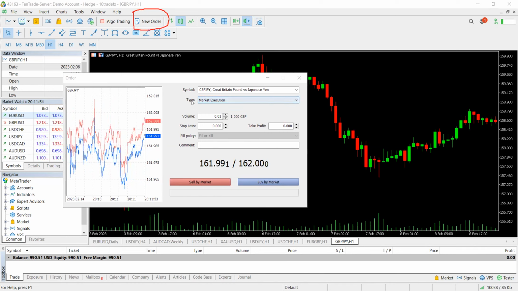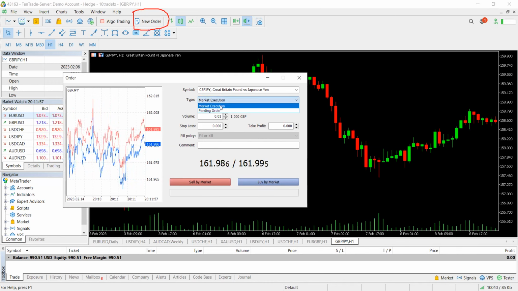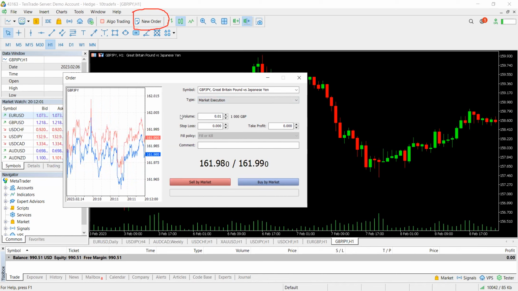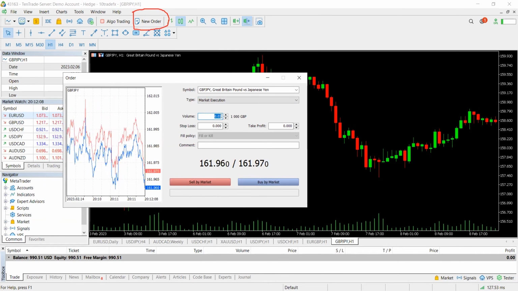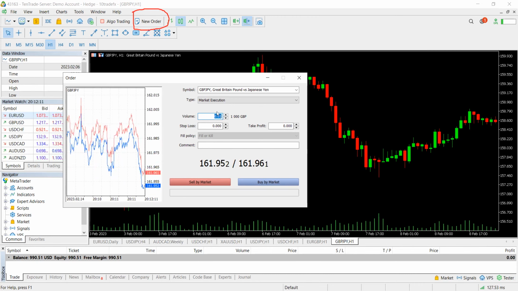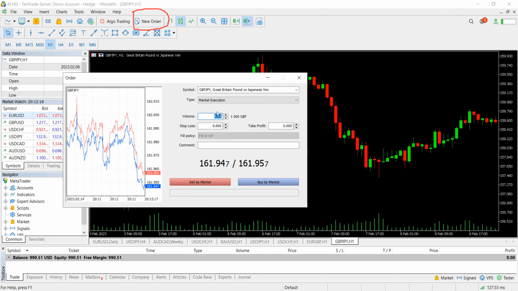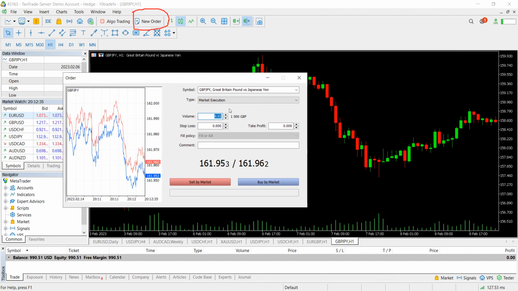Select market execution, and then over here you see volume. This is where you use a lot size. So volume in this is the lot size: a micro lot, mini lot, or standard lot. We talked about that yesterday. And then tomorrow or Thursday, we are going to be talking about risk management. Under risk management, you will learn the right lot size that you should be using based on your account size and your trading parameters. So let's just use the micro lot, 0.01.